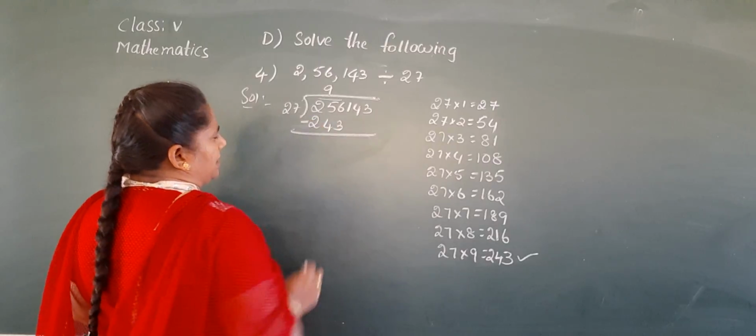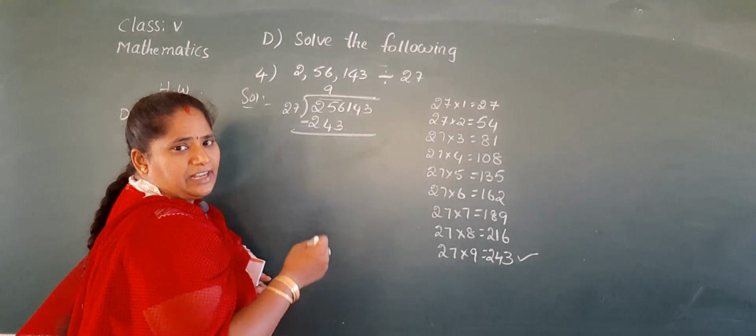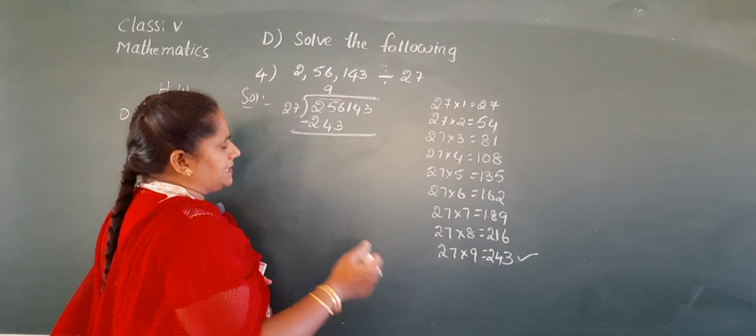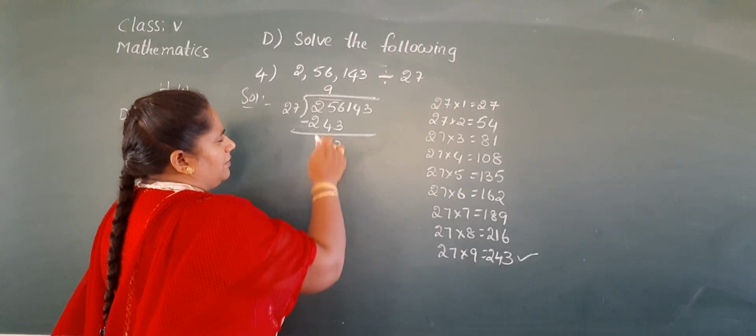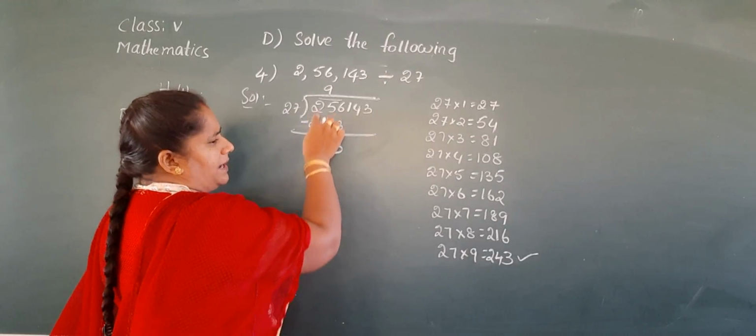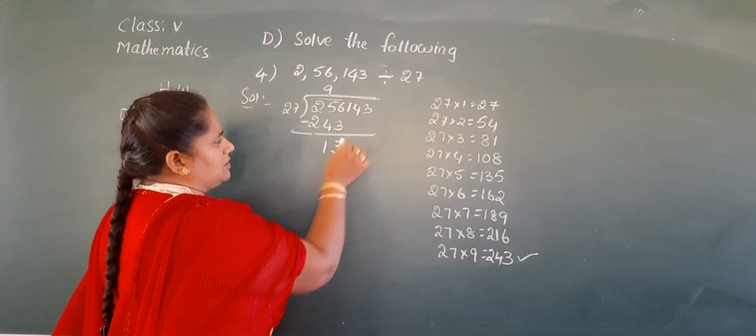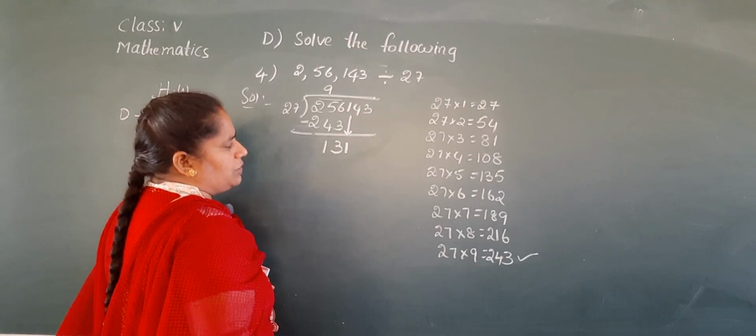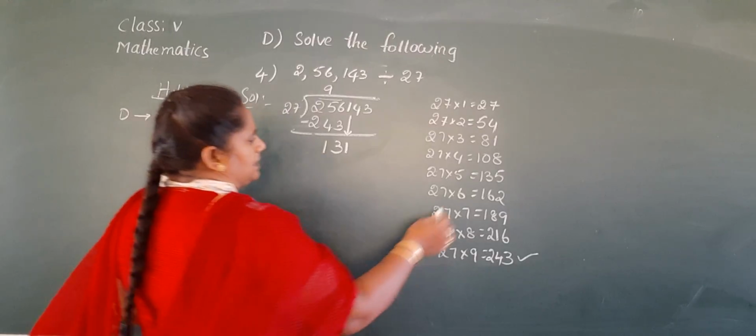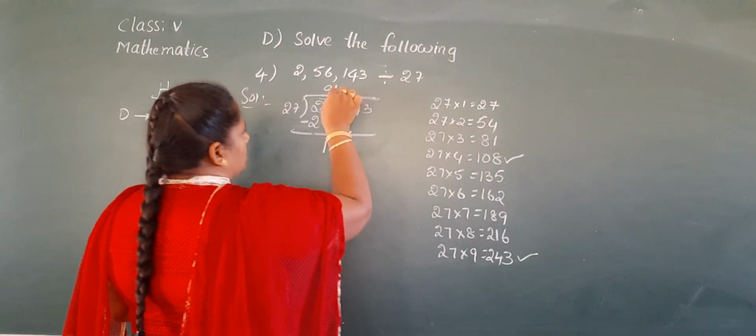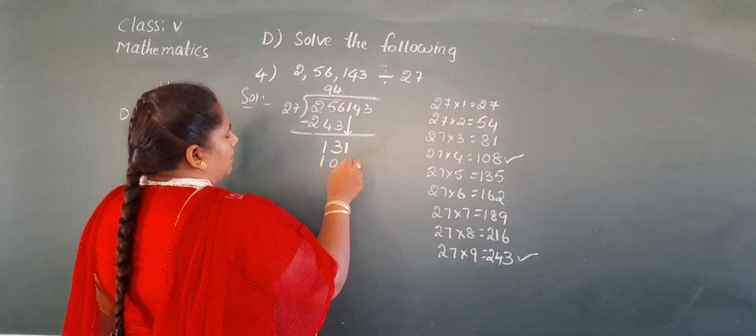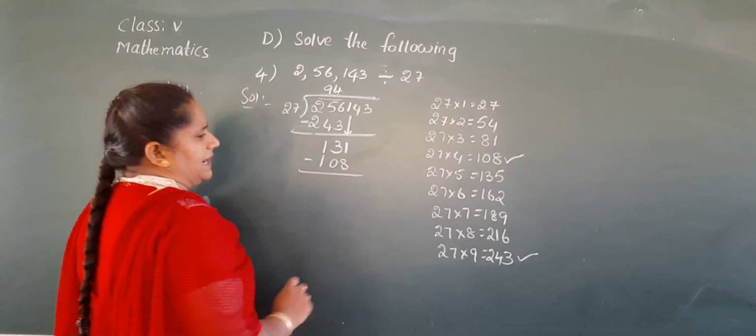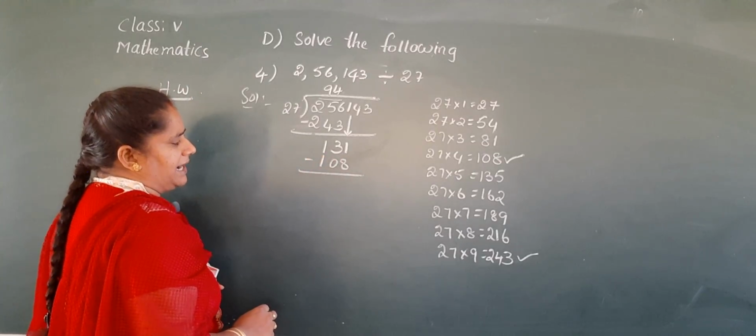Now do the subtraction. Close fingers, 3 after 4, 5, 6, 3. 5 minus 4 is 1, 2 minus 2, 0. Left side 0 has no value. Now take down the next number, 131. Which one is the nearest number? Yes, 108. So 4 times. We write 4 in the quotient place and 108 is down.